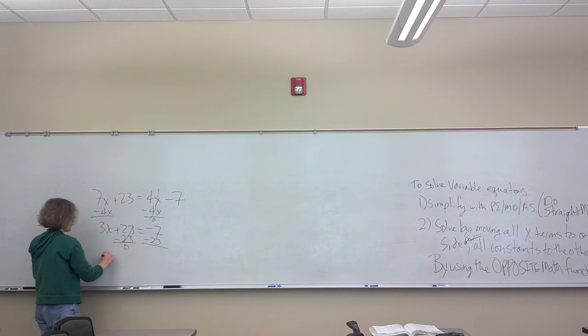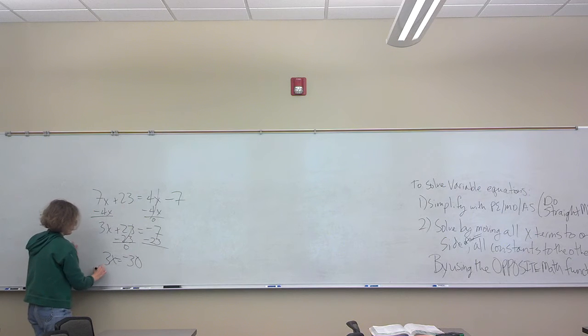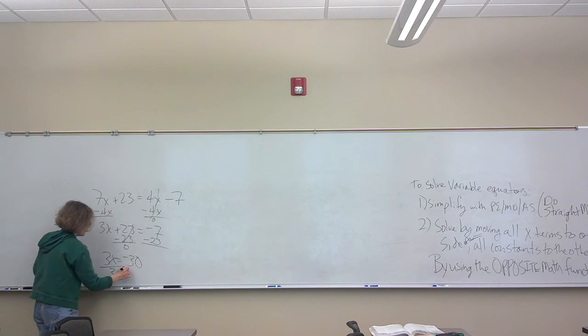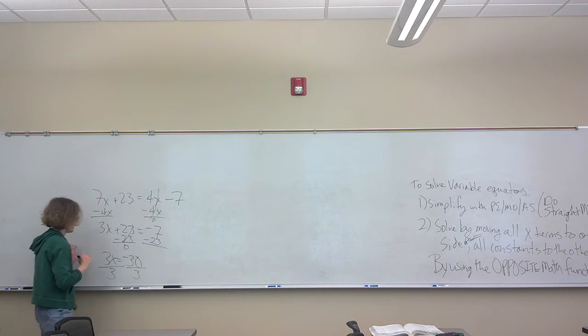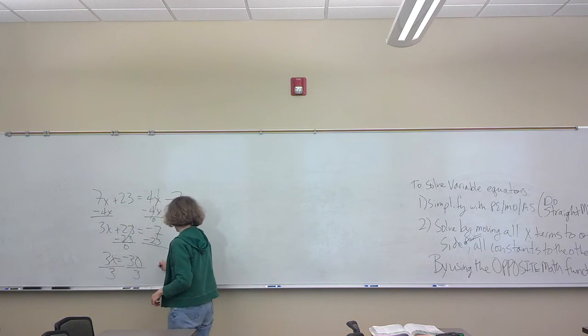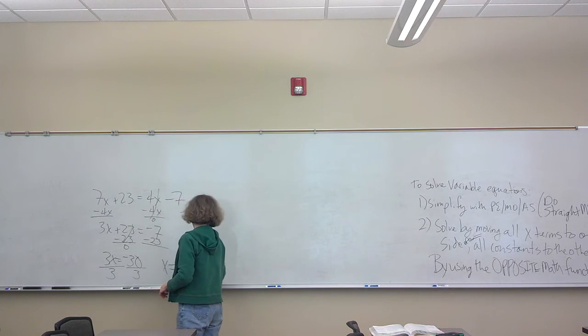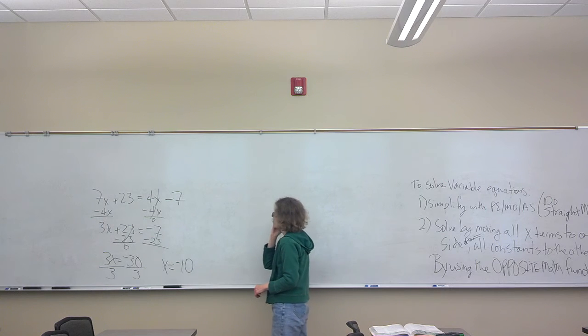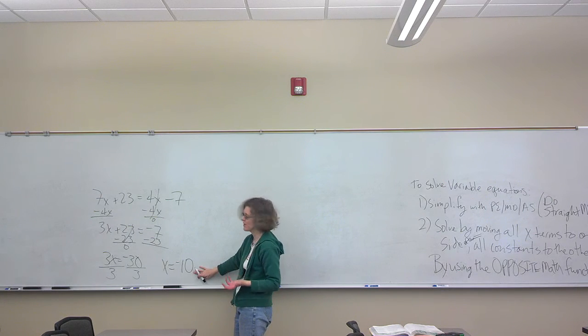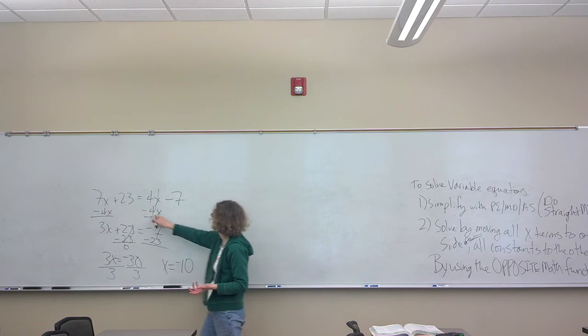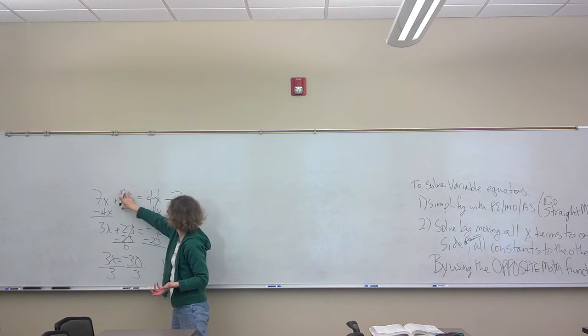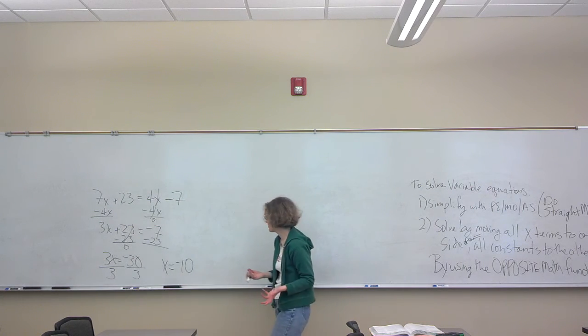So this one's gone. So I'm left with 3x equals a minus 30. And the last thing you do is divide out the 3 on both sides. So I get x as a negative 10. If you ever want to check the answer you have, you just plug this number in for all the x's in the first problem, and if this side equals that side at the end, you know you've got it right.